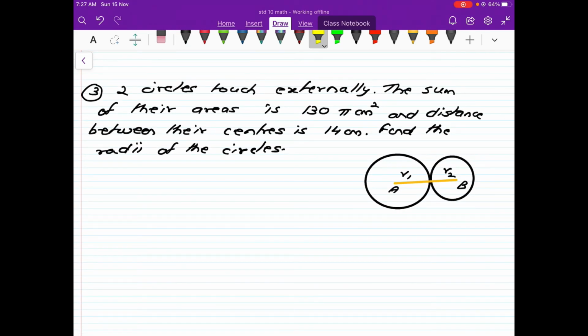Then the third sum: two circles touch externally, so they are touching externally. The sum of their areas is 130 pi centimeter square, and the distance between their centers is 14 centimeters. This radius plus this radius is given to us as 14 centimeters. We have to find the separate radii of both the circles. So how do we do this?